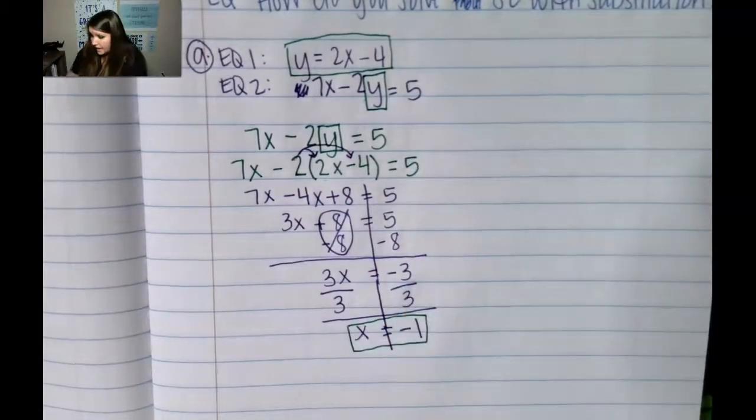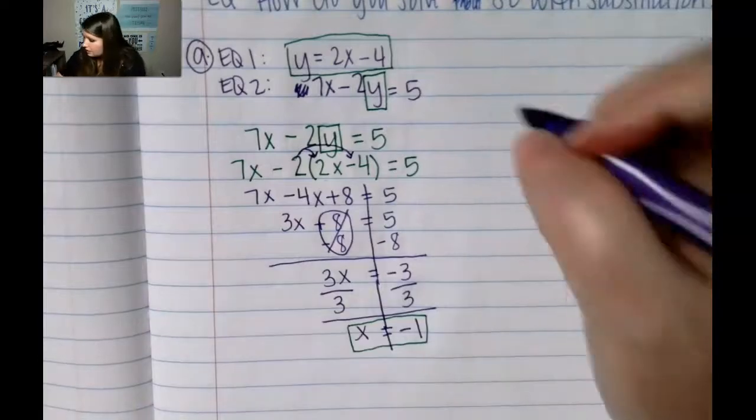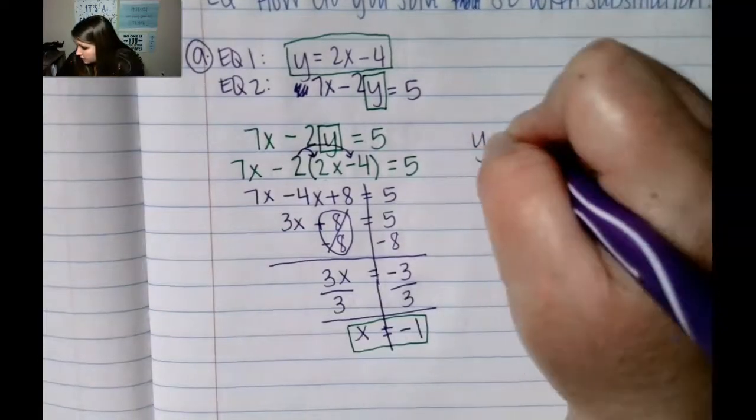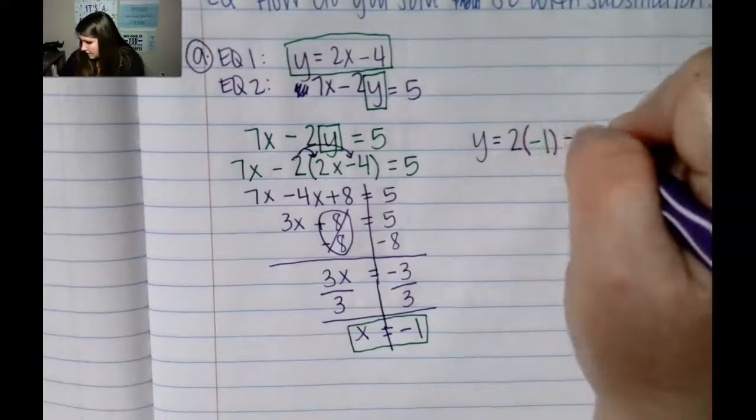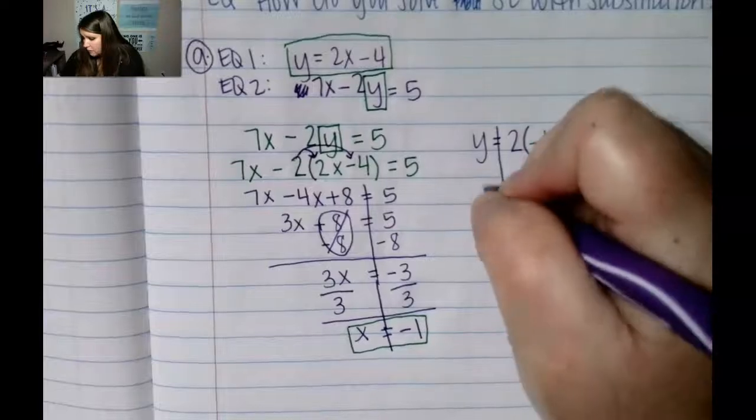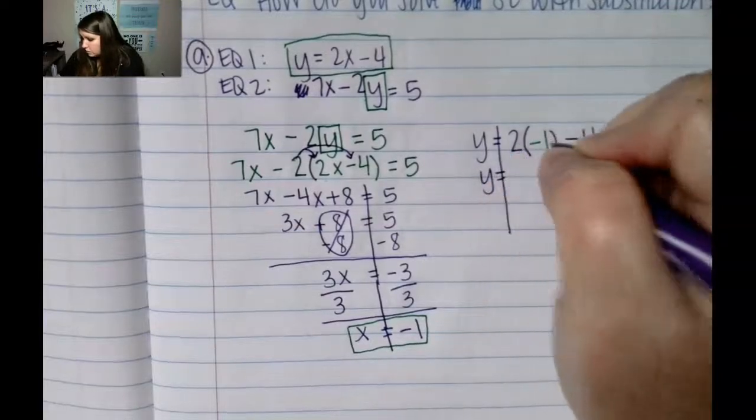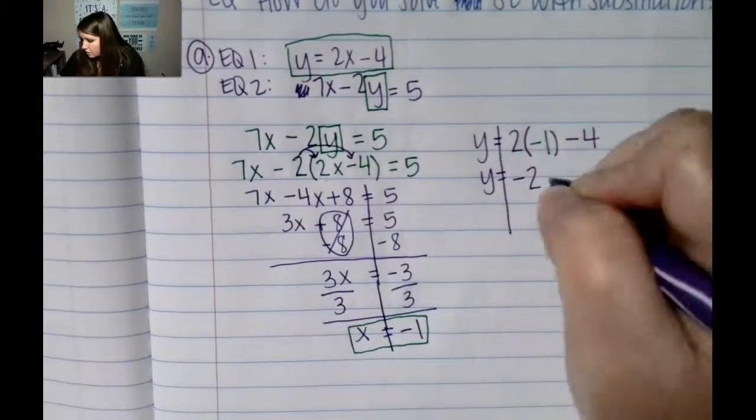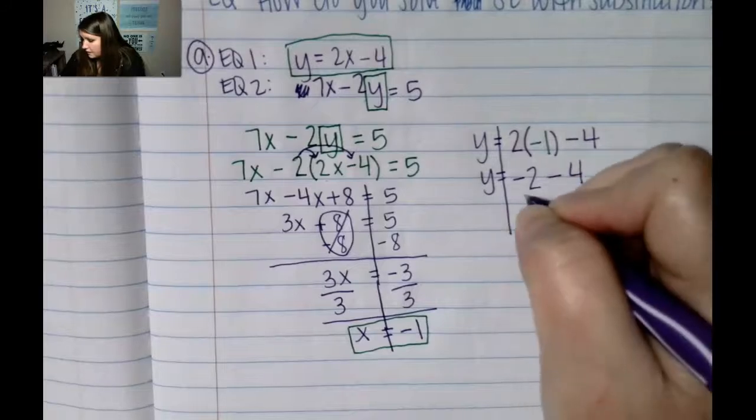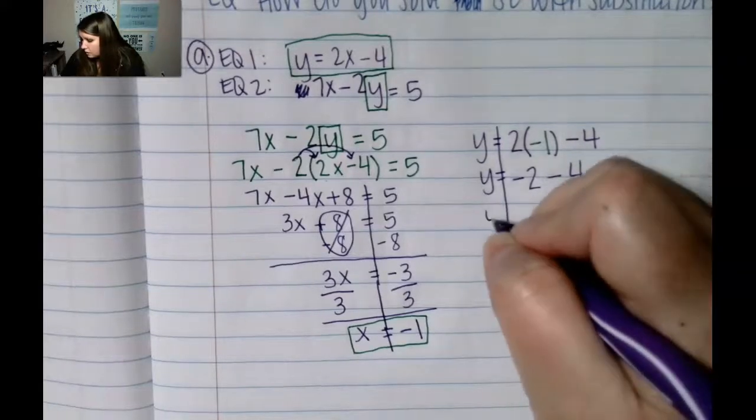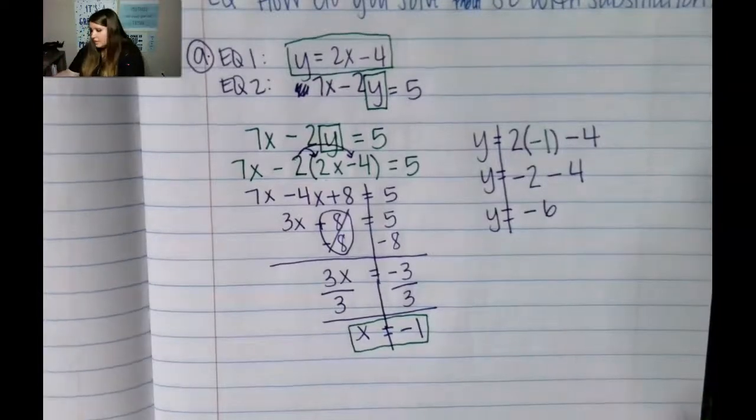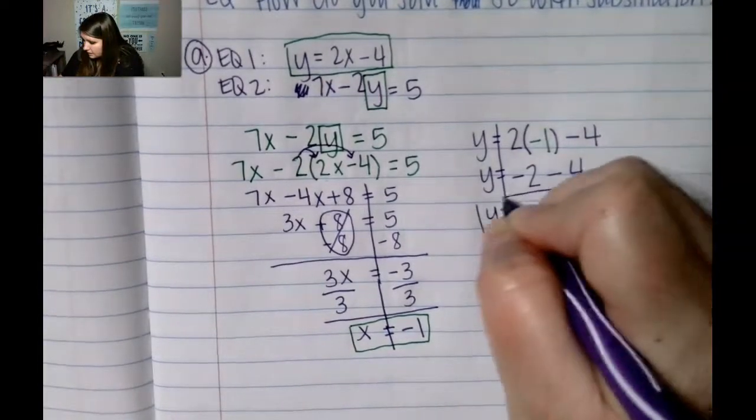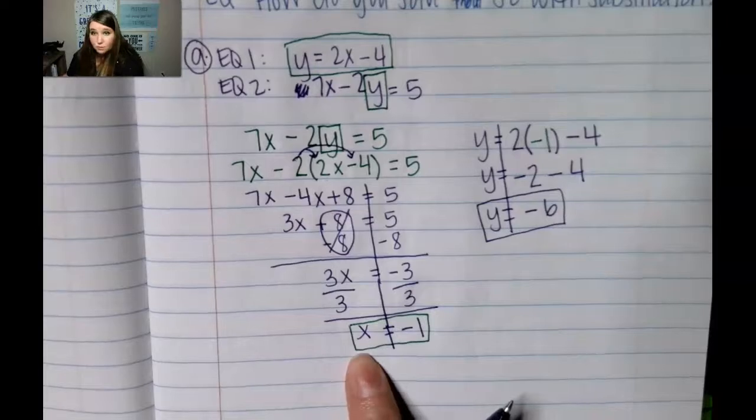Okay, so we're going to take that x and substitute it in for y equals 2 times, we're going to put this negative 1 right in there, minus 4. And now we're solving for y. So y equals 2 times negative 1, which is negative 2, minus 4. I have negative 2. I subtract 4 more. I now owe somebody 6. So my y value is negative 6. My x value is negative 1.